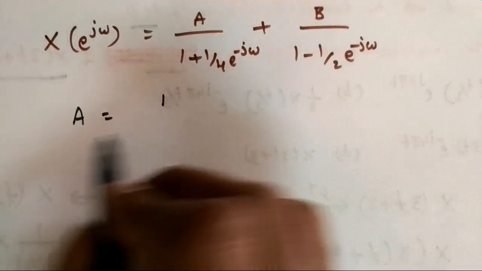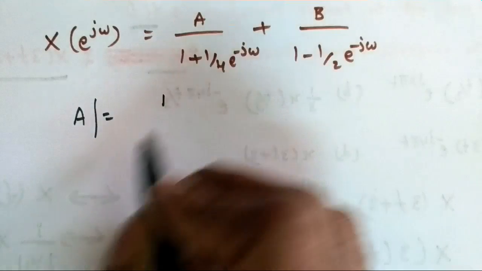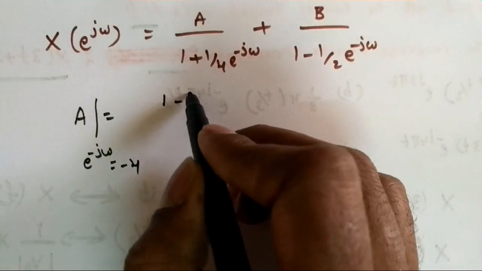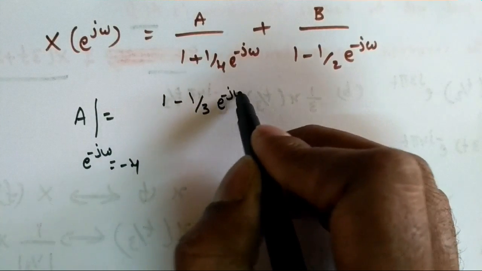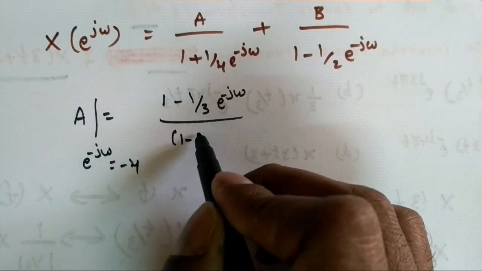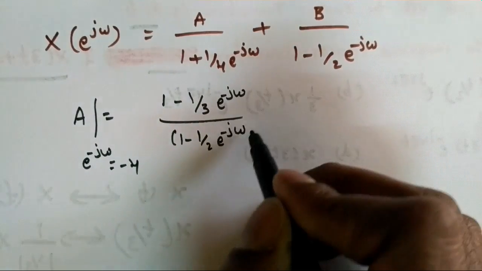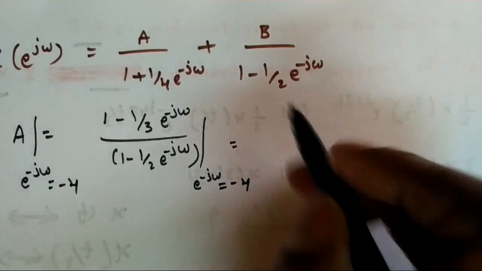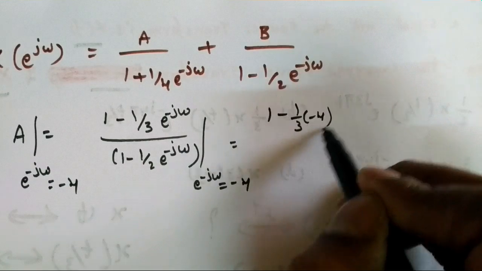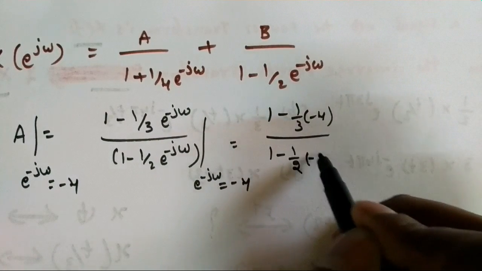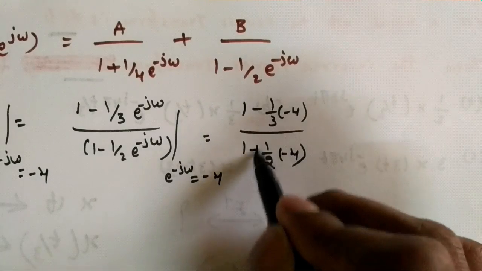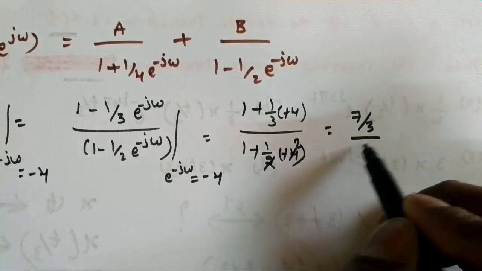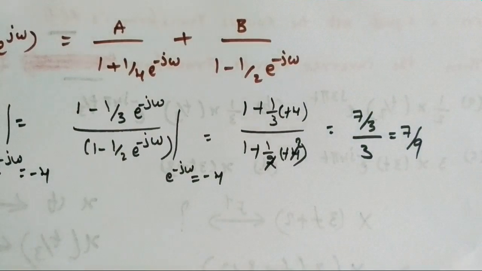Now to find a value, we have to substitute. This is the denominator, so e power minus j omega is equal to minus 4. We substitute: 1 by 1 minus 1 by 2 e power minus j omega, at e power minus j omega equal to minus 4. So 1 minus 1 by 2 into minus 4. Minus minus cancel, the 2's cancel. So this is 7 by 3 by 3. It is 7 by 9.